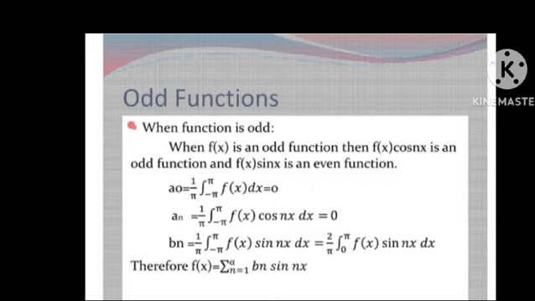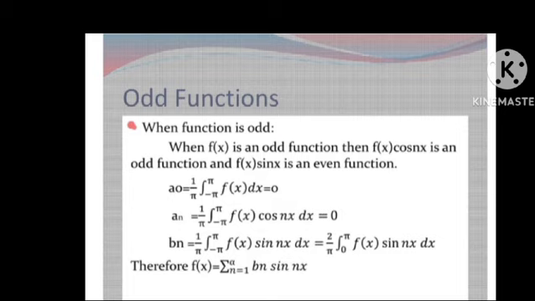Odd function. When f of x is an odd function, then f of x cos nx is an odd function and f of x sin nx is an even function. a0 is equal to 1 upon pi limit minus pi to pi f of x dx, which is equal to 0. a_n is equal to 1 upon pi minus pi to pi f of x cos nx dx, which is equal to 0. b_n is equal to 1 upon pi limit minus pi to pi f of x sin nx dx, which is equal to 2 upon pi limit 0 to pi f of x sin nx dx.